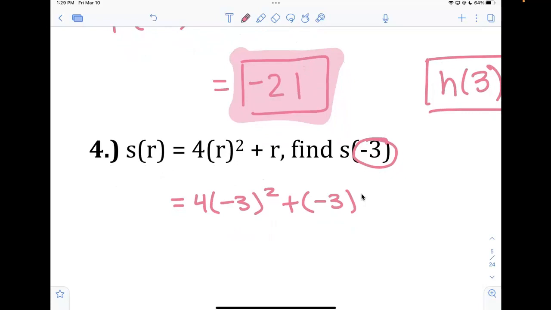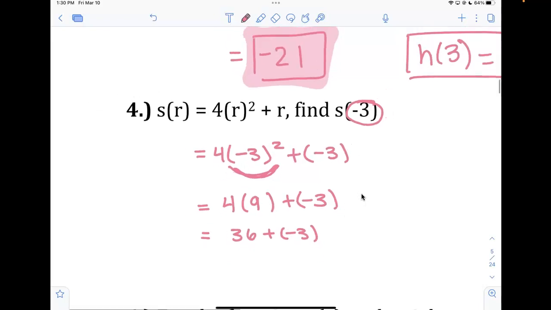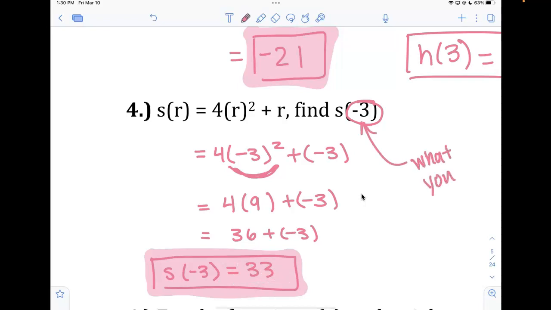All right, so exponents first. So we're going to do negative 3 squared. So that gives us 9. And then 4 times 9 is 36. So 36 plus negative 3 gives us 33. So our s function with the value negative 3 would equal positive 33. So you just take the function it gives you, whatever number is inside the parentheses is what you plug in or substitute in.